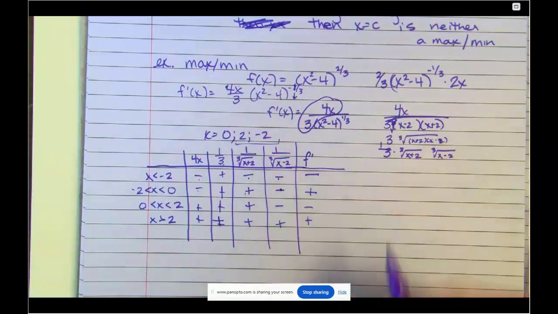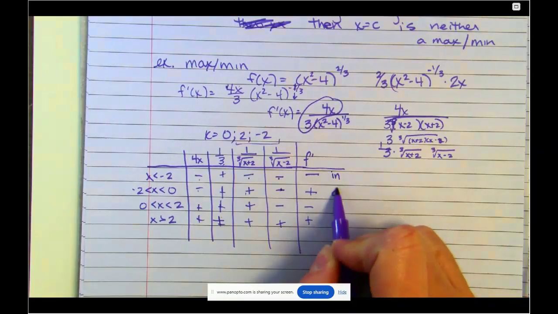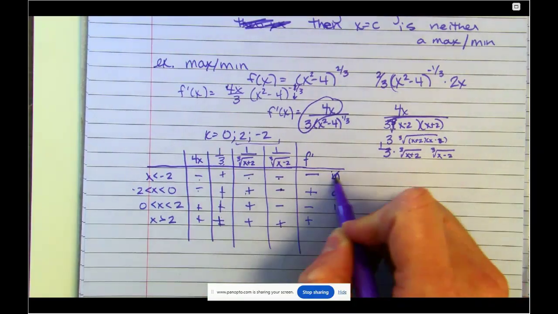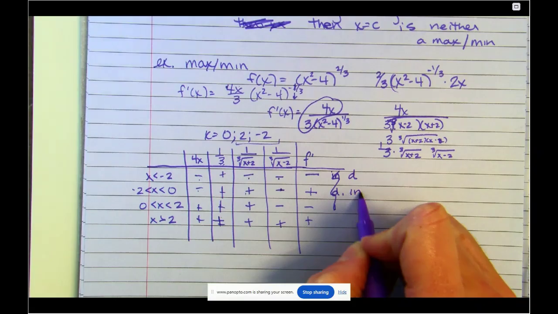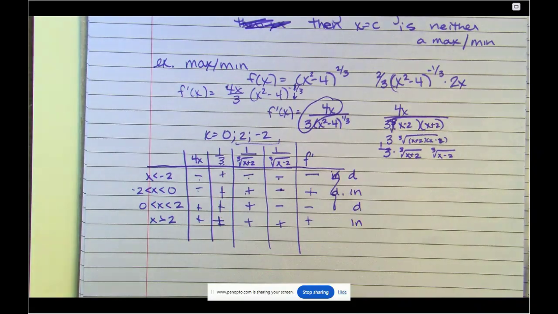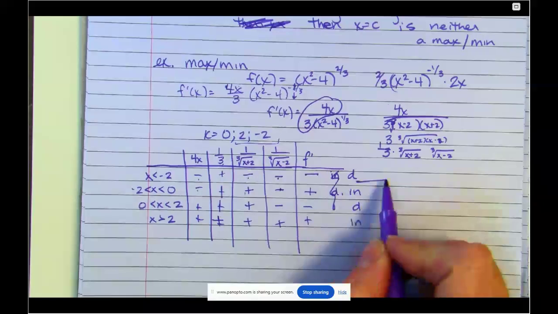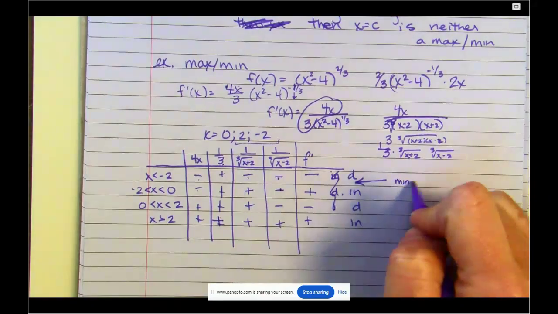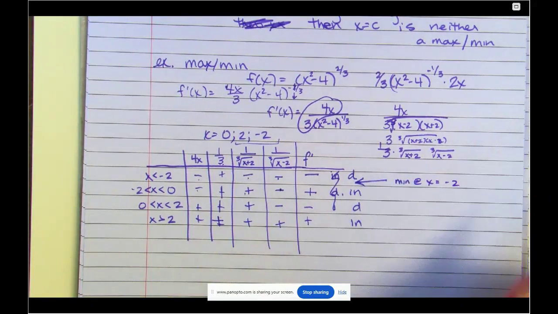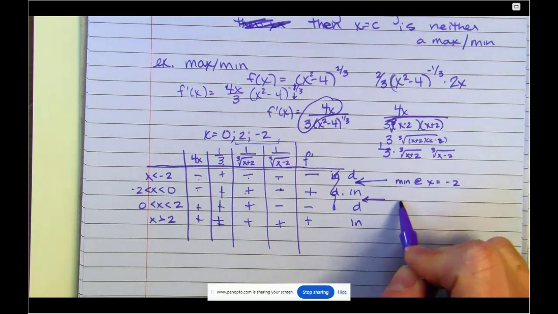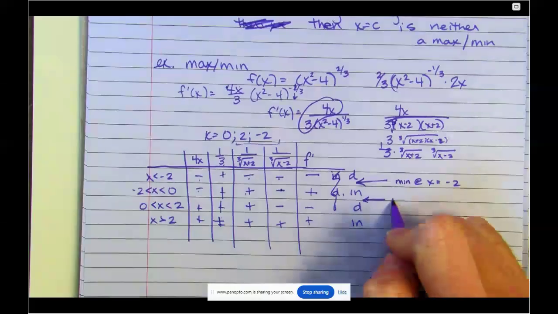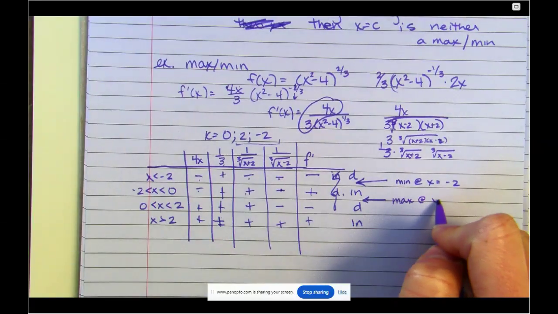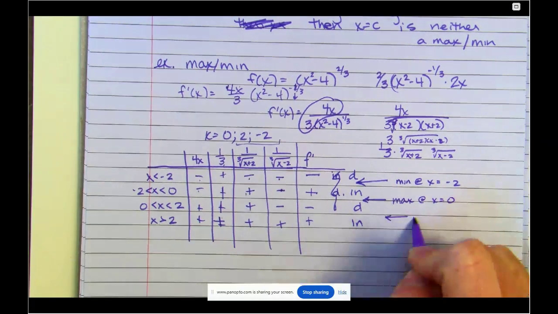Okay. Now, so this is decreasing, increasing, decreasing, increasing. So what's going on here? Decreasing to increasing. Yep. This is a minimum at X equals -2. What's here? Yep. Maximum at 0. Another minimum.